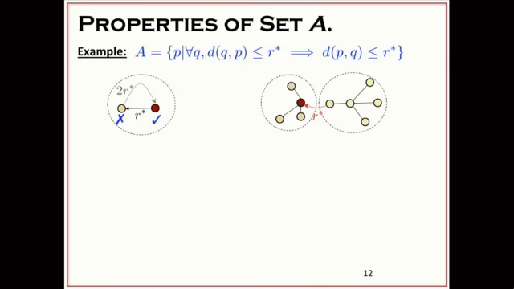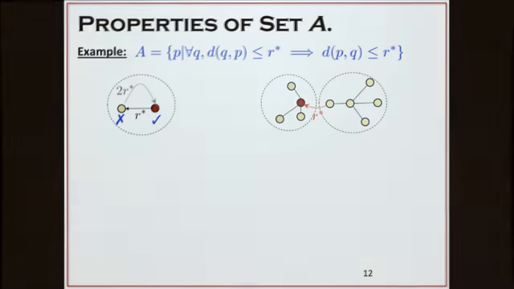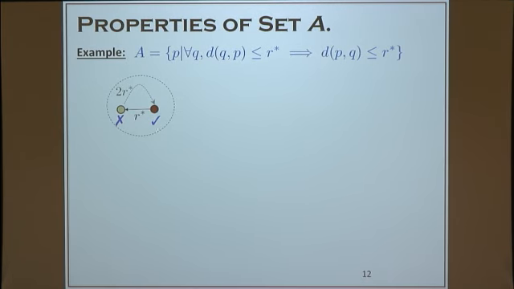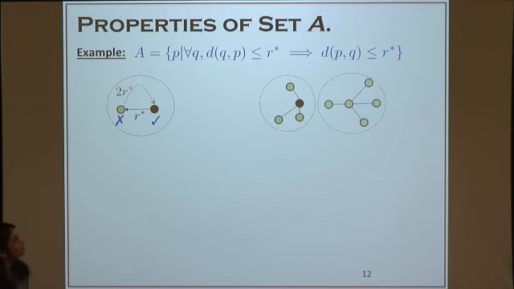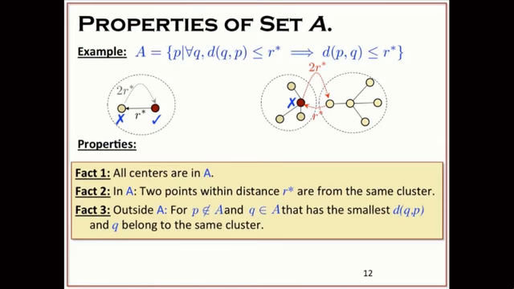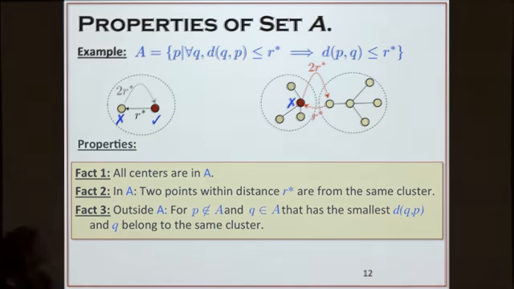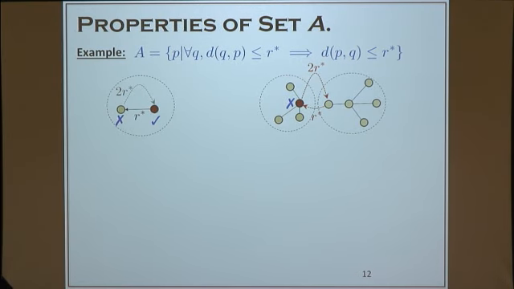For the beige point, however, we have a distance of r star going into it, but we have a distance of 2r star coming out. So that's not good. So that point is not going to be in the set A. One more example. For the maroon point, we have a distance of r star going in, and again, a distance of 2r star coming out, even though they're from two different clusters. And again, that's not good.